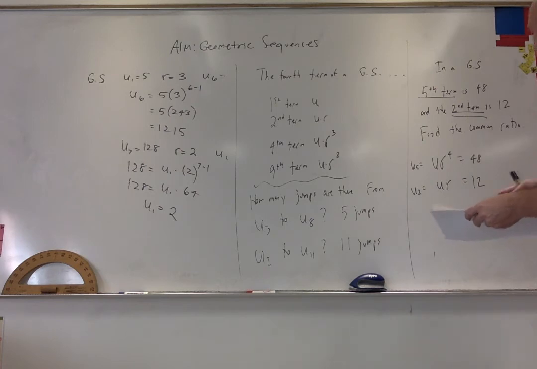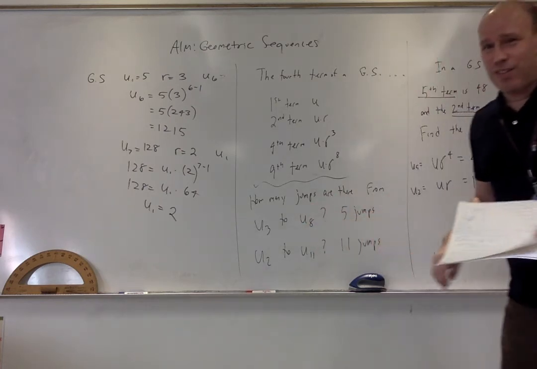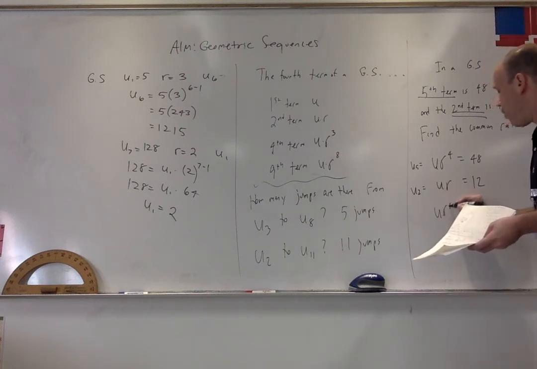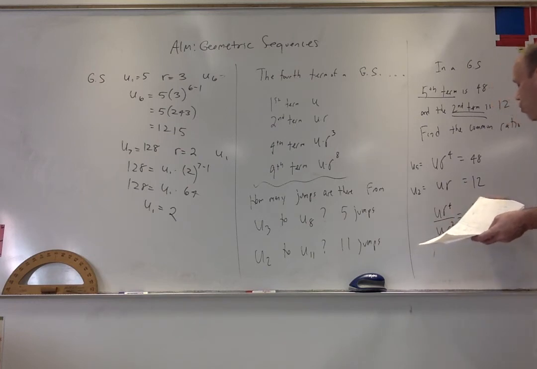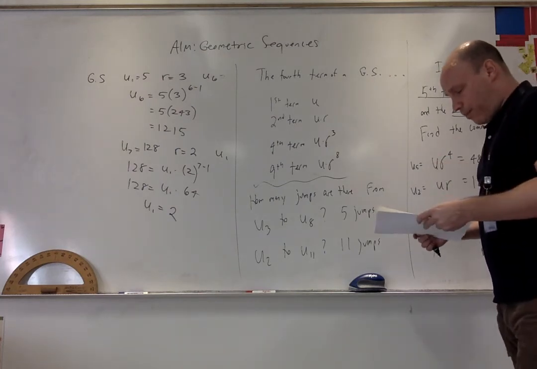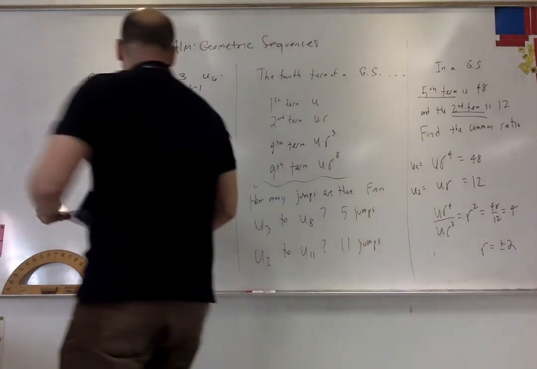And then, that's the starting point. What are you going to do? Well, let me tell you. This is a nifty little trick. Just divide them. u r to the 4th divided by u r is equal to r squared, which is equal to 48 over 12, which is 4. r equals plus or minus 2. That's going to be helpful for the homework.